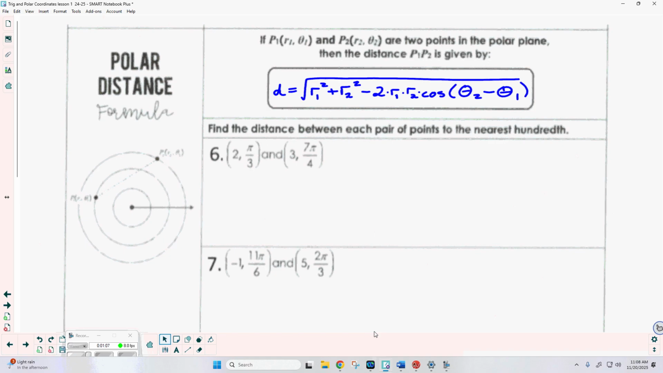Okay, well, if you'll look at the last page of your packet here, you remember back in geometry when you were plotting points in a rectangular plane?